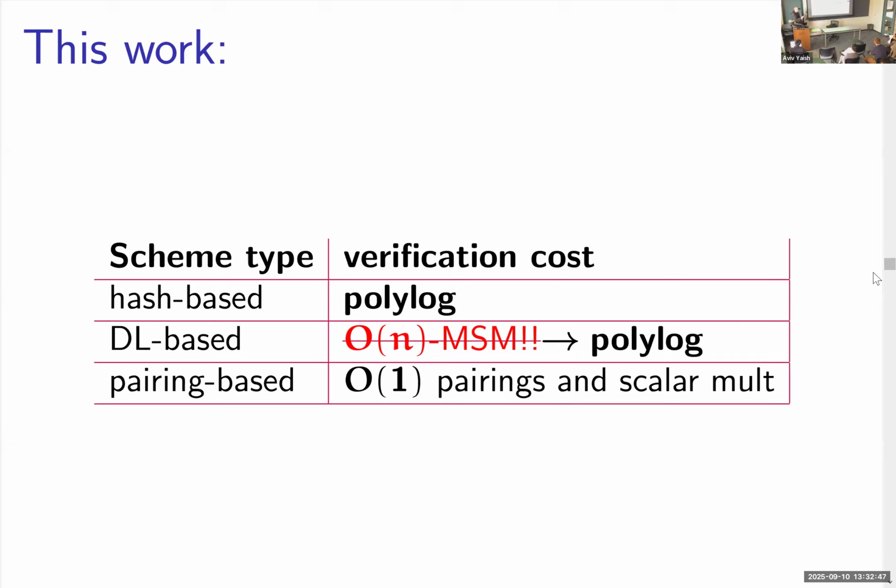That was a lot of details in a little messy way. But just to say it in terms of our main reason for working with the DL-based scheme: it helps us get fast recursion for the pairing-based scheme.